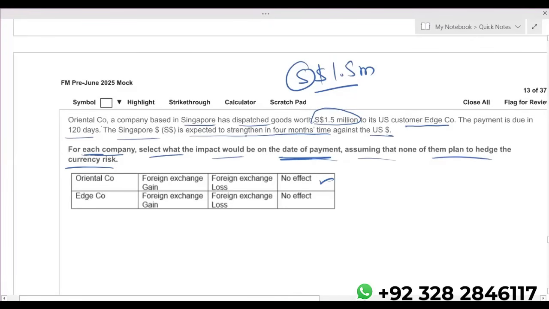The payment isn't due yet. The Singaporean dollar is expected to strengthen in 4 months' time against the US dollar. Now listen, it means the US dollar is going to get weaker in 4 months' time. You have imported the goods, you will be making payment in 4 months' time, and your currency is getting weaker. Because if the Singaporean currency is getting stronger, it means the US dollar is getting weaker. So on import, H company will have a loss, because your currency is getting weaker.